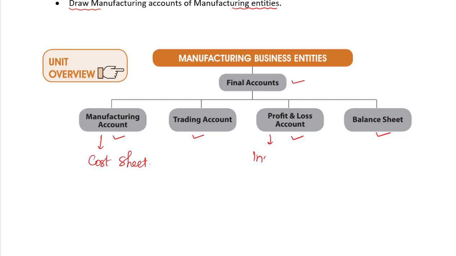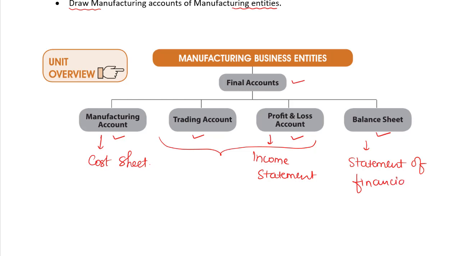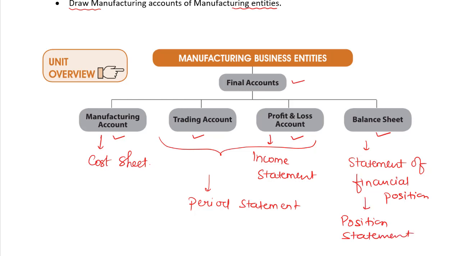As I told you before, profit and loss account is also known as income statement. Trading and P&L both together are known as income statement, and balance sheet is known as statement of financial position. It is also known as period statement, and it is known as position statement. I believe you understood.